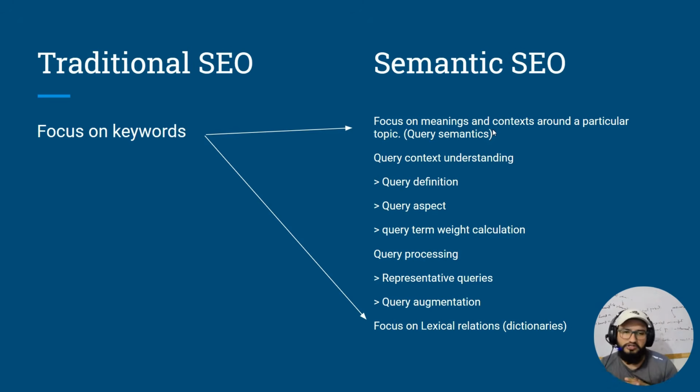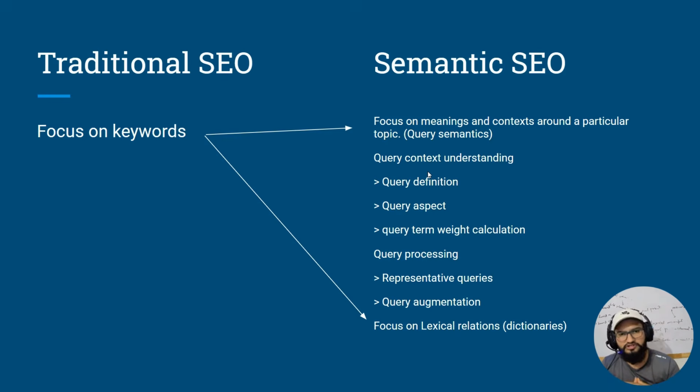Those are mainly two things we're going to discuss. Number one is query semantics. Instead of focusing on keywords, you focus on query semantics, and you focus on lexical semantics, which are actually lexical relations. So first of all, query semantics is simply a study about the behavior or the journeys of search queries that a query network is usually searching around a particular subject or topic.